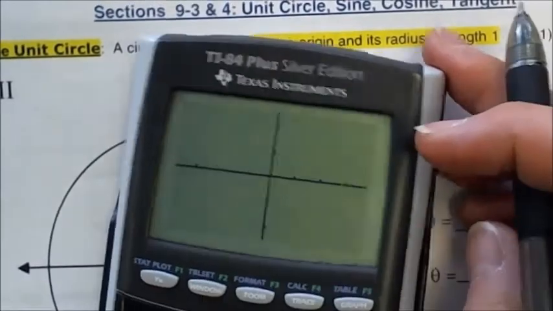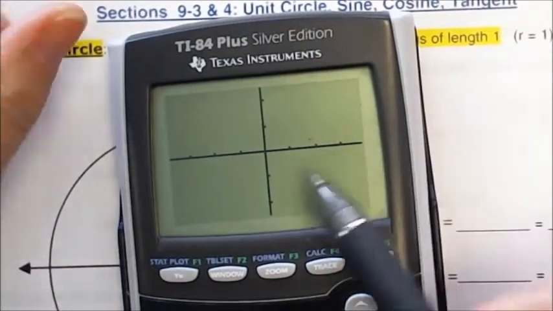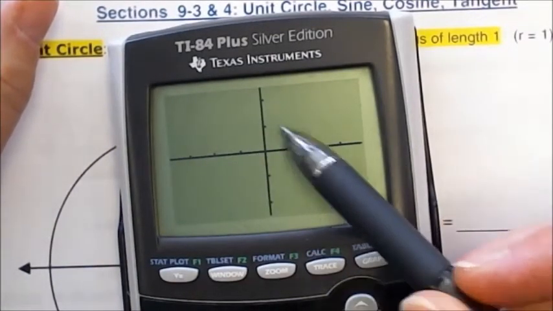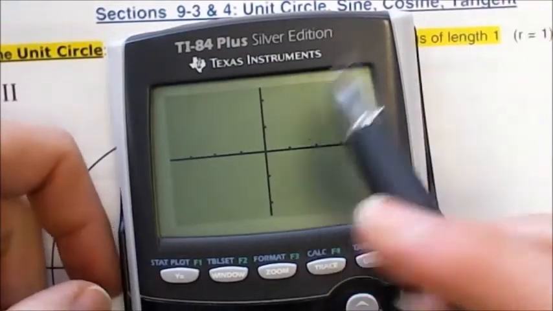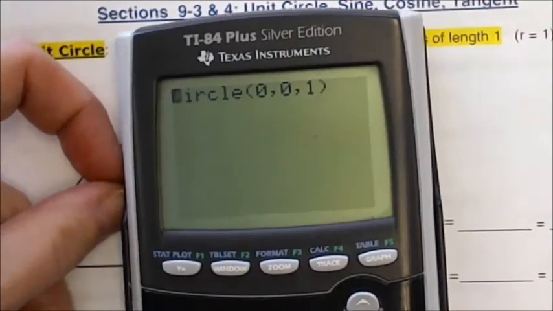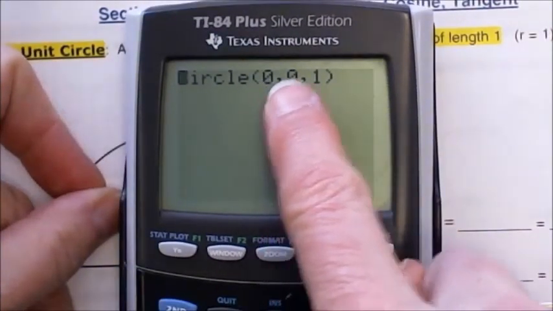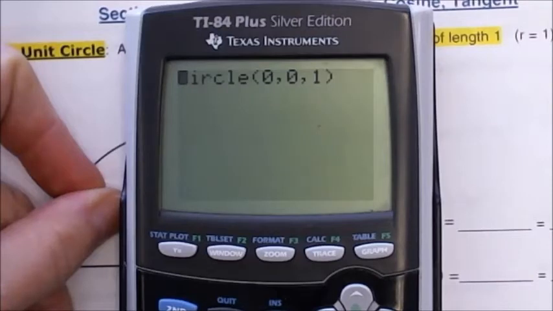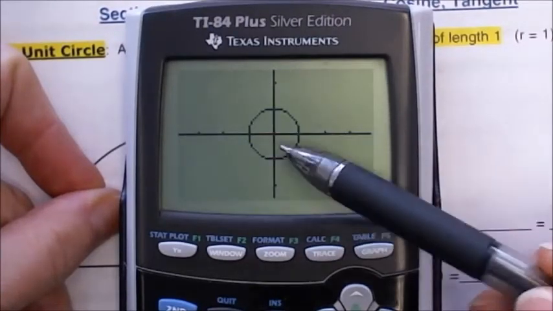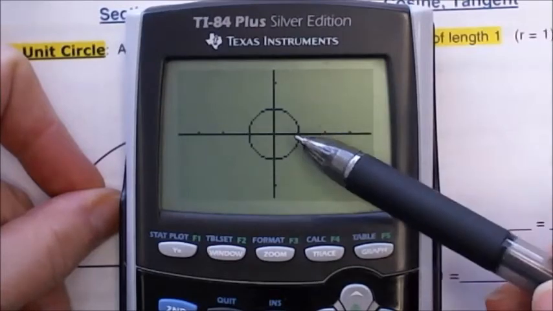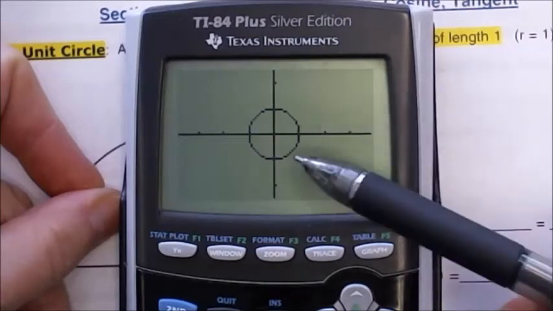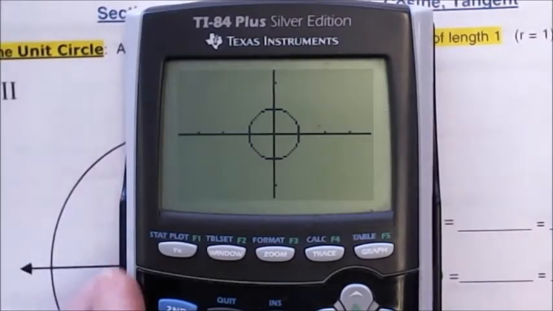If you took a look at the graphing calculator, I zoomed in a little bit. Each one of these tick marks is 1. If I wanted to draw a unit circle on the graphing calculator, I could just use the circle command that exists there. The center is at 0, 0, and the radius is 1. So here's a unit circle. It's very small, and it intersects the x and y axes at 1, 0, 0, 1, negative 1, 0, and 0, negative 1.